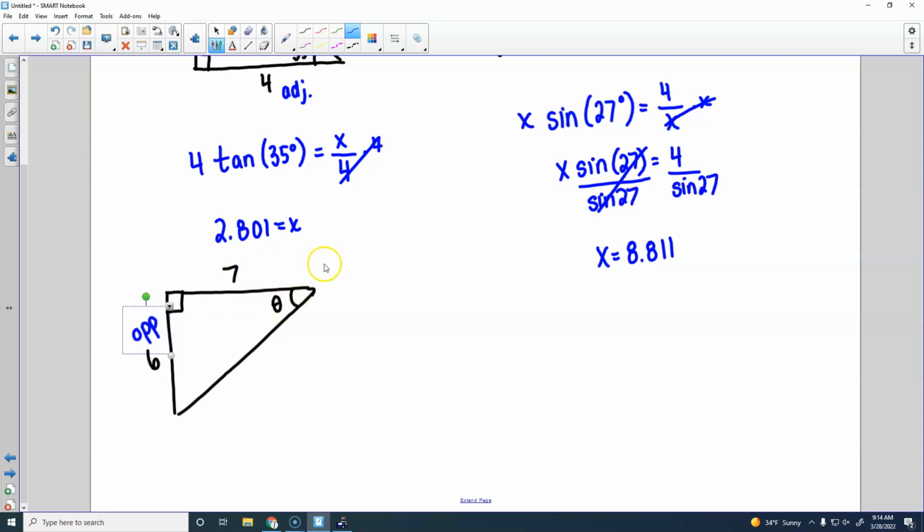And then 7, what would we have? Is that opposite, adjacent, or hypotenuse? Adjacent. Good. So if I've got opposite and adjacent, which trig function do I need to use? Tangent. So we will write tangent of theta equals 6 over 7. Okay? I need to solve for the theta. I need to find that angle, which means I've got to get rid of tangent. How do I get rid of tangent?